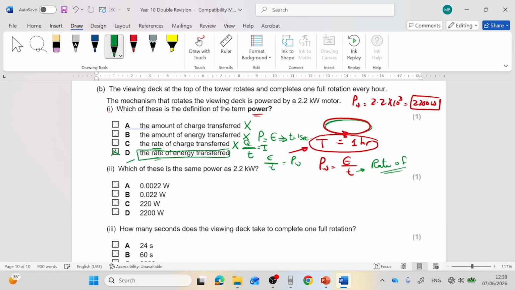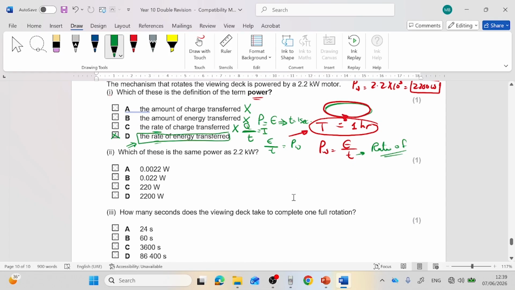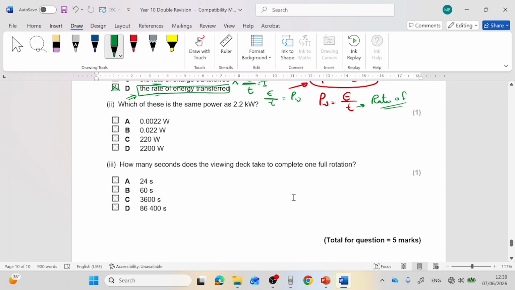because power is not energy. Power is energy on one condition, when the time is 1 second. So power is the rate of energy transferred. Which of these is the same power as 2.2 kilowatt? We said that kilo means 1000, which is 10 to the power 3. So it's exactly 2200 watt. So this is wrong, this is wrong, this is also wrong. So the correct choice is D.